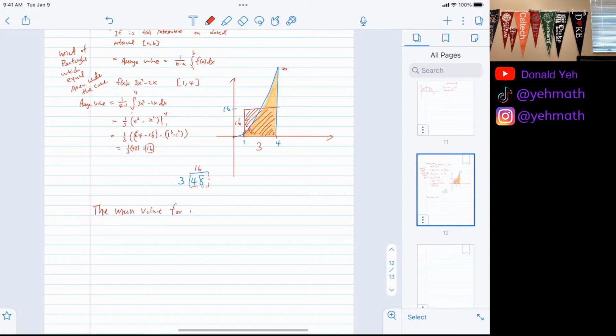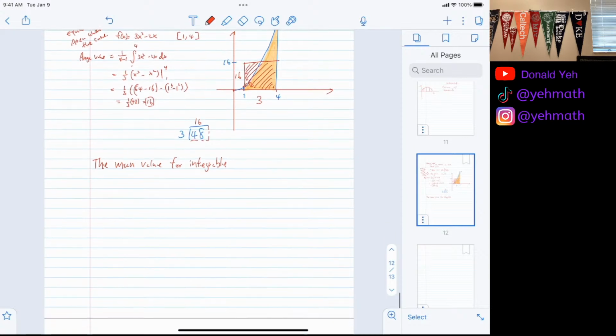Now this one's not as much tested. If you remember, two tests ago I asked like 3 questions on mean value theorem. I told you it's going to be a lot on mean value theorem. I told you that you had to know the conditions of the mean value theorem. But this is the mean value theorem for integral.